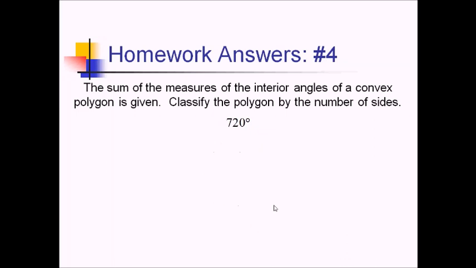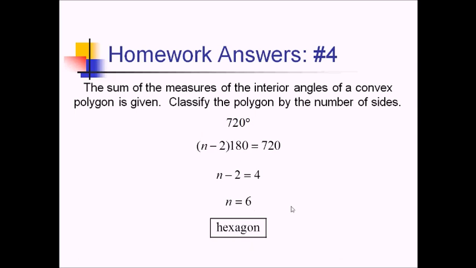For number 4, we're given the sum of the interior angles of a polygon, and we want to know which polygon it is. So we need to figure out the number of sides. To do this, we'll set this equal to n minus 2 times 180. This is the formula for the sum of the interior angles. Dividing both sides by 180, we have n minus 2 equals 4. Adding 2, we get n equals 6. So a 6-sided figure, that's going to be a hexagon.